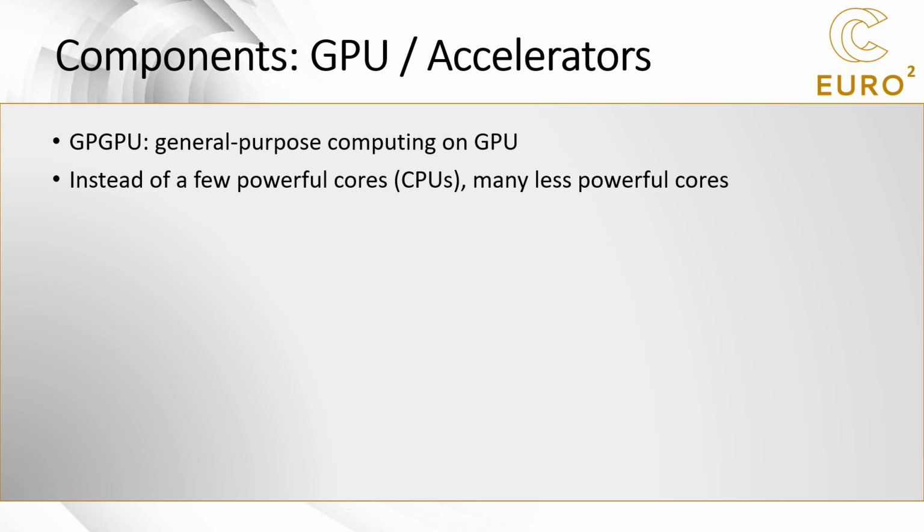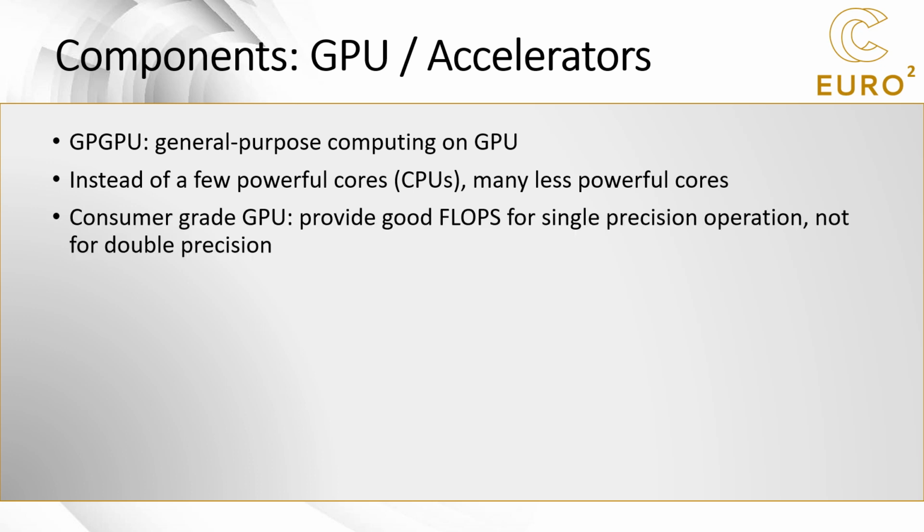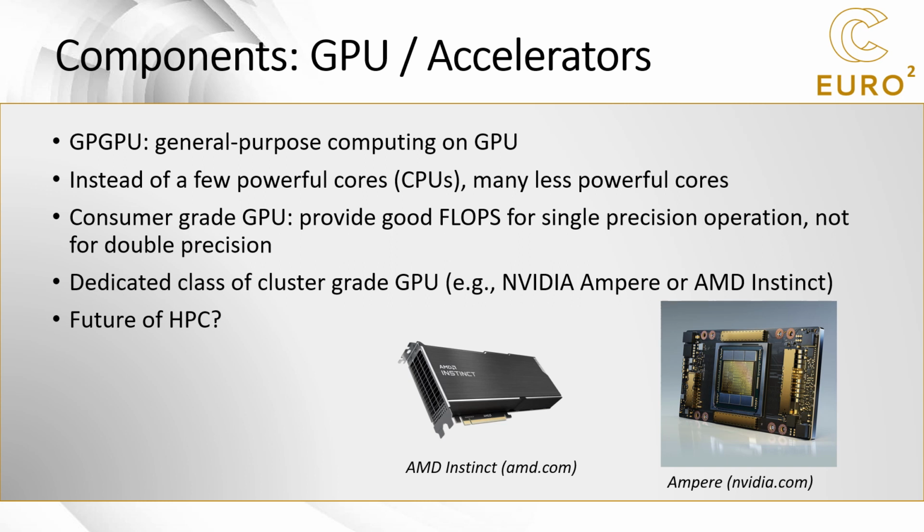On the other hand, GPUs are used for massively parallel computations. Compared to CPUs, which have a few powerful cores, GPUs have lots of less powerful cores. This enables massively parallel computing with high performance on a single device, but requires appropriate programs. In general, GPUs are designed for simple precision. However, for scientific research, double precision is often needed. But now, there are dedicated GPUs for HPC, such as the AMD Instinct or the NVIDIA Ampere.